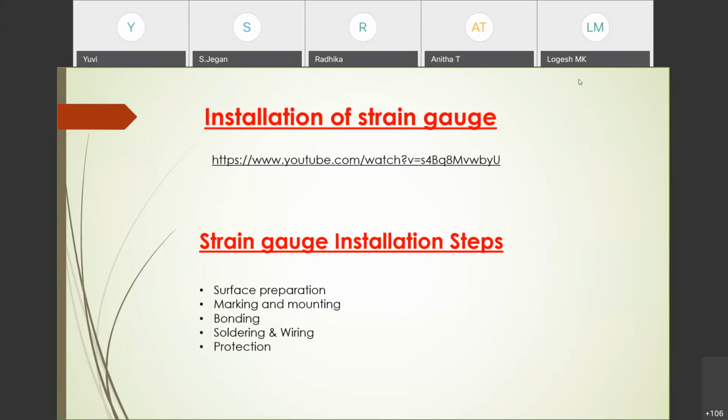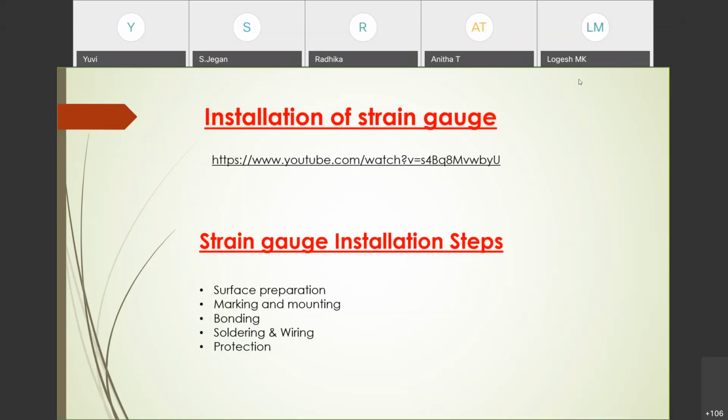While bonding the strain gauge, there should not be any ups and downs in it. If there are any ups and downs in the strain gauge, the data you collect will be affected. So you should make sure that you paste the strain gauge at the exact marking. Once the bonding is done, you need to do the soldering and wiring based on the configuration you choose. Once the bonding, soldering and wiring are done, we need to protect the strain gauge.